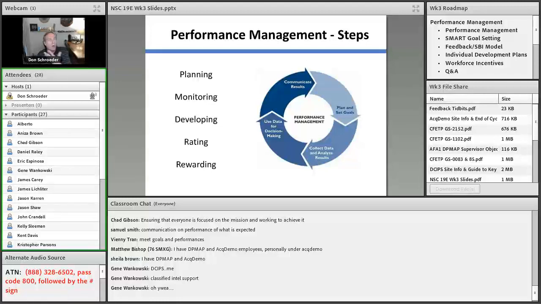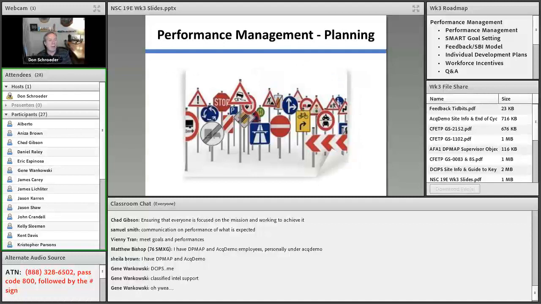Rating, of course, we do that once a year officially. That's where we get into the rating process. And rewarding, hopefully we're rewarding quite often. We got our quarterly awards, we got our annual awards, and we'll talk about rewarding later in the slides. All right, so we're talking about planning.